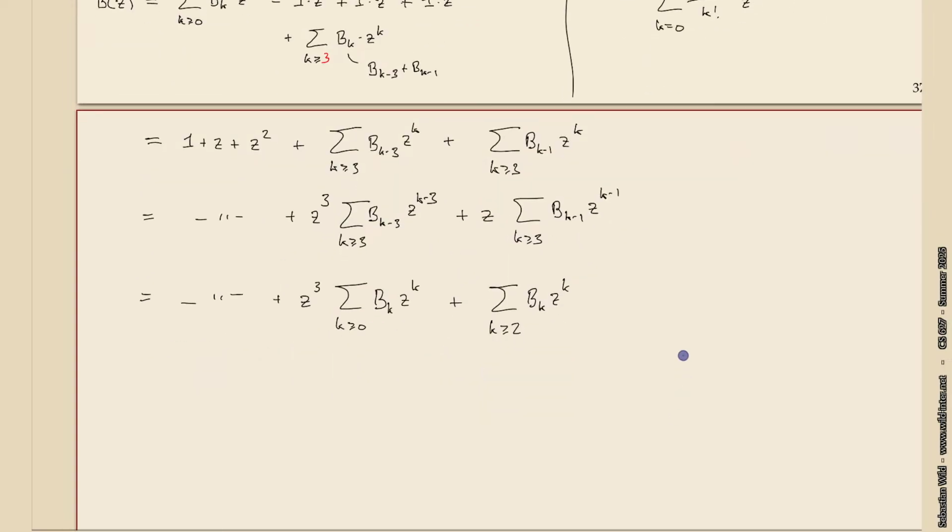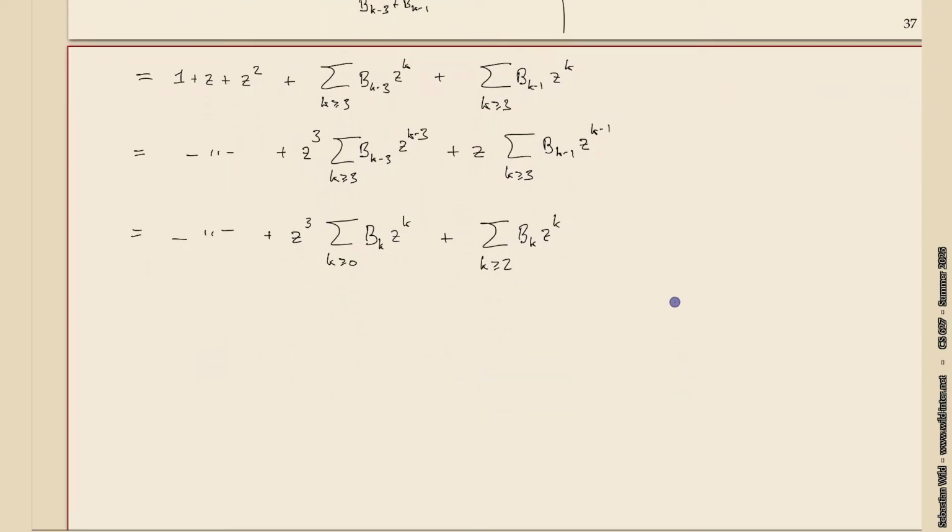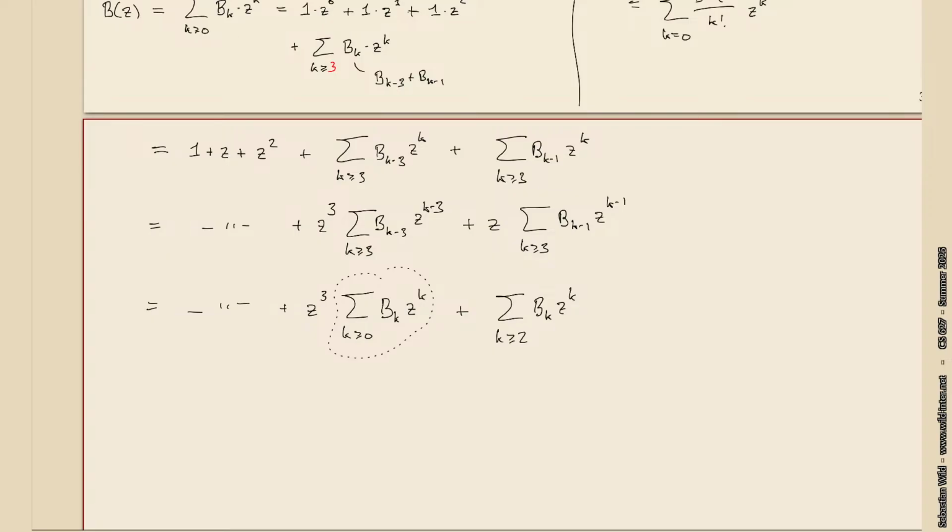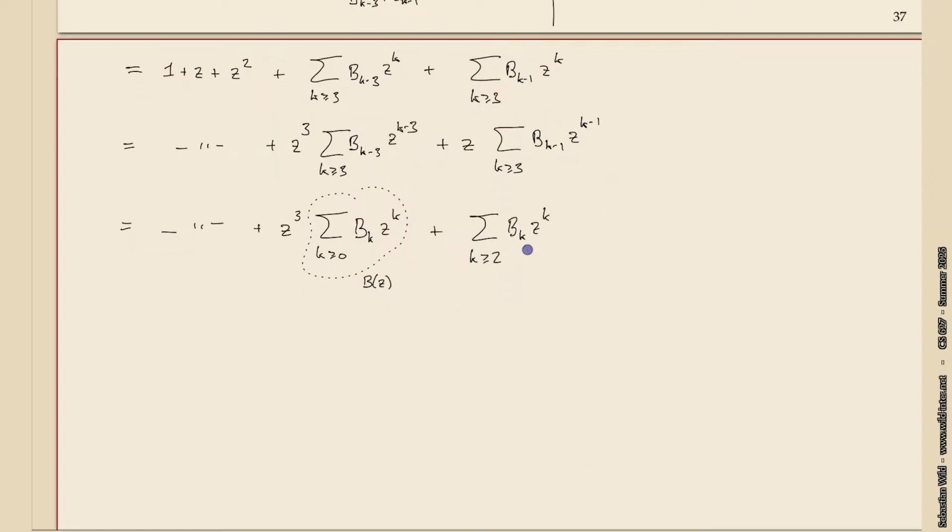Now I'm moving in slow motion here, but I think it's worth doing for illustrating what happens. This thing now is exactly the same as b of z. And this thing is almost the right thing. It's just starting a bit late. But we can pretend it's b of z and subtract the first two terms again.